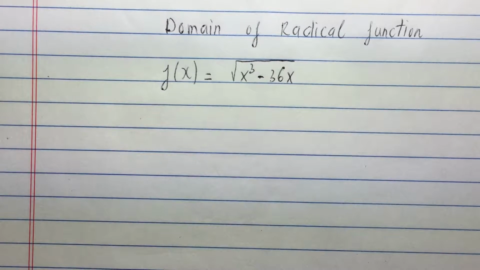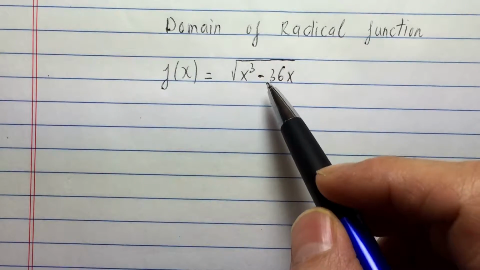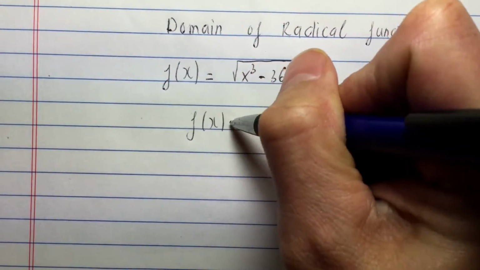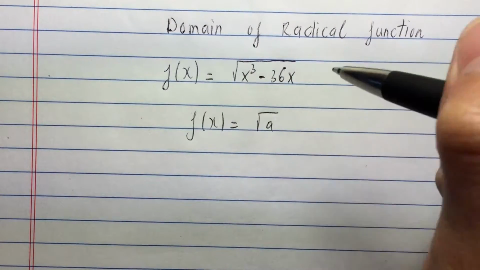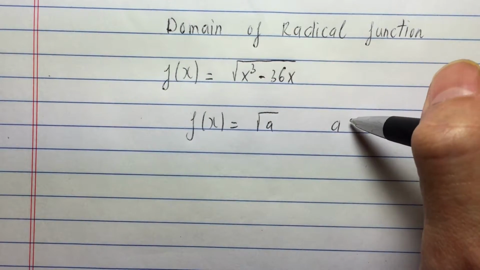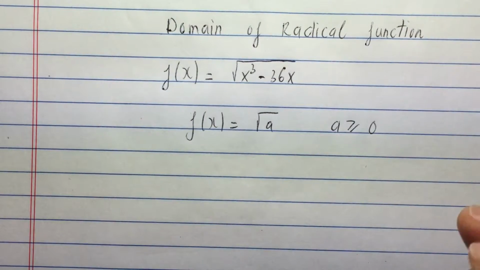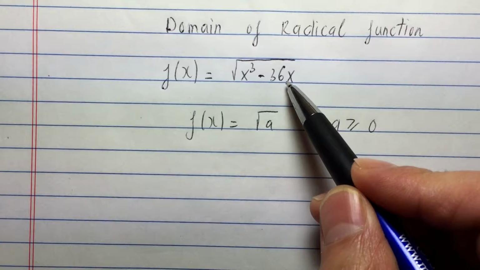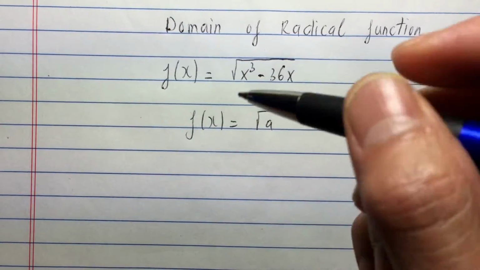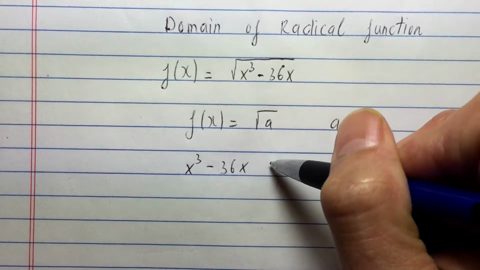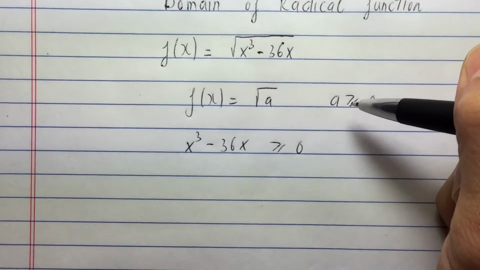Hi, today I will cover how to find the domain of a radical function, and this is one of my examples. If the function f(x) equals the square root of a, the condition is that the function f(x) exists only when a is greater than or equal to 0. In this case, a equals x cubed minus 36x, so x cubed minus 36x has to be greater than or equal to 0.